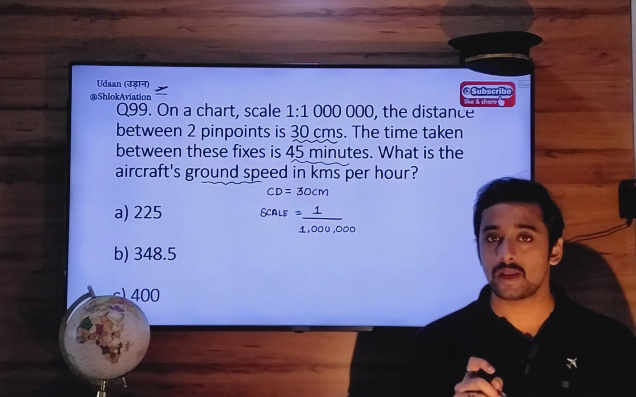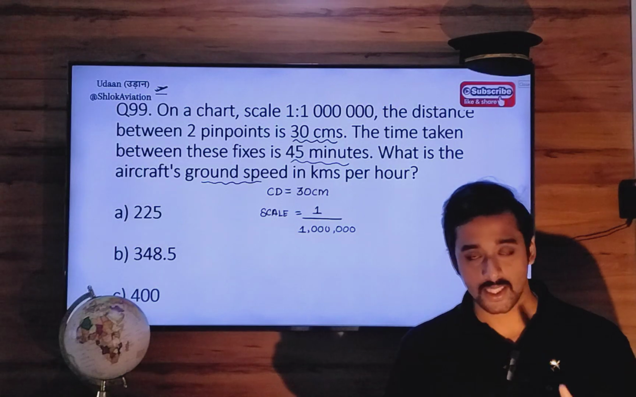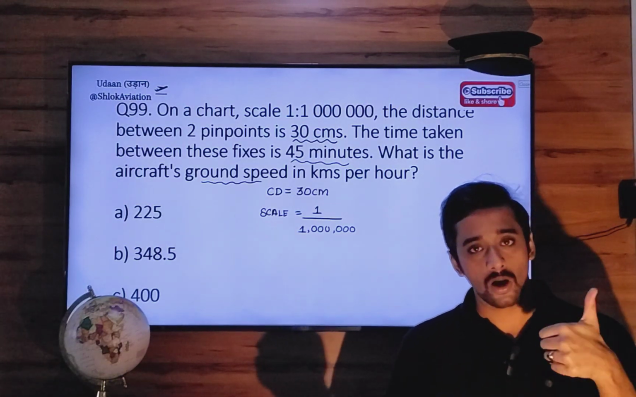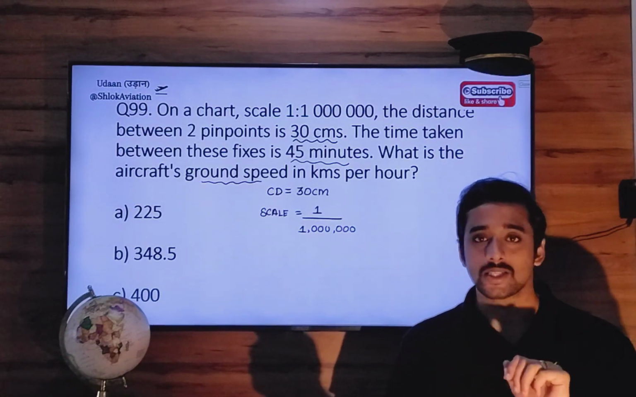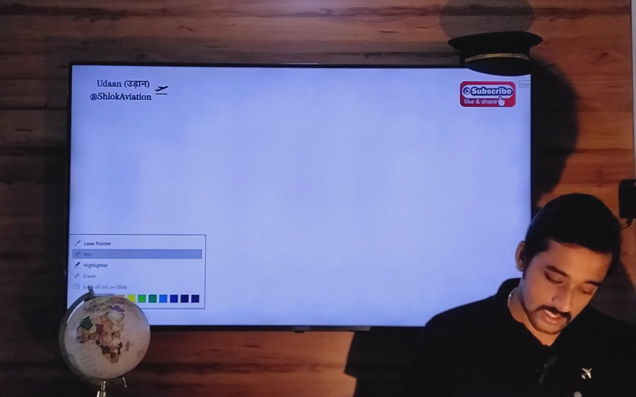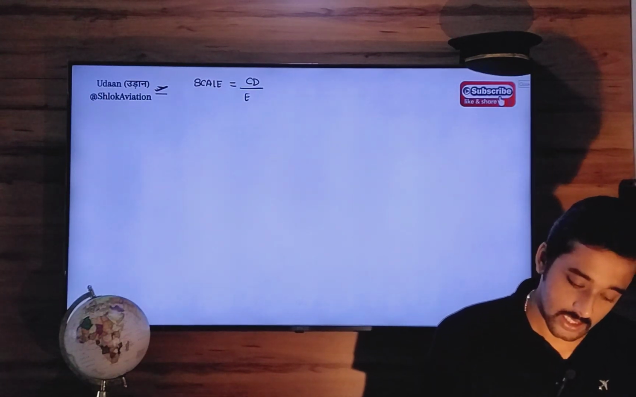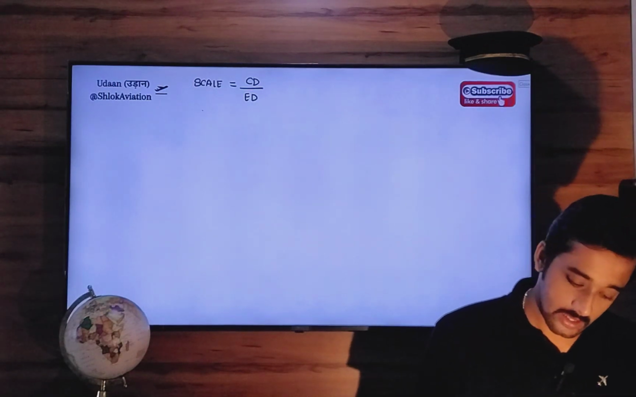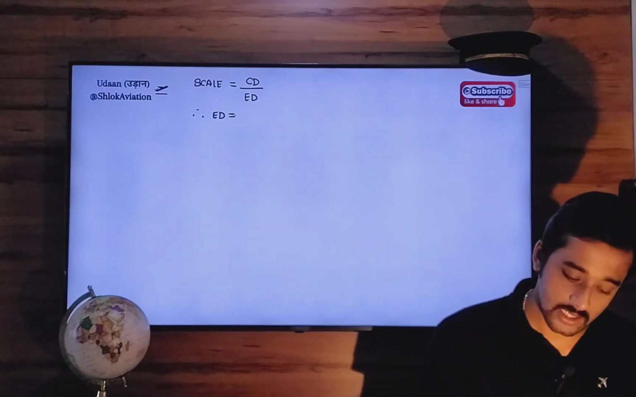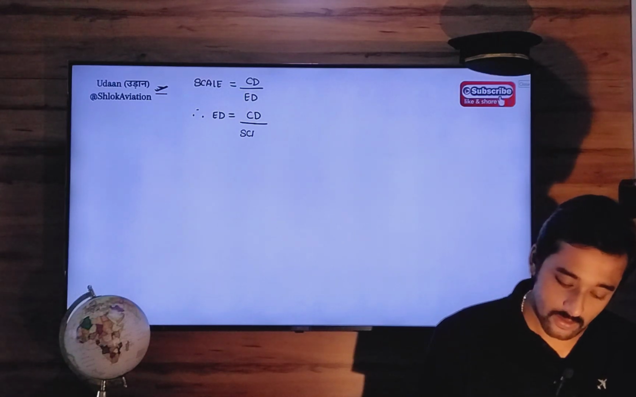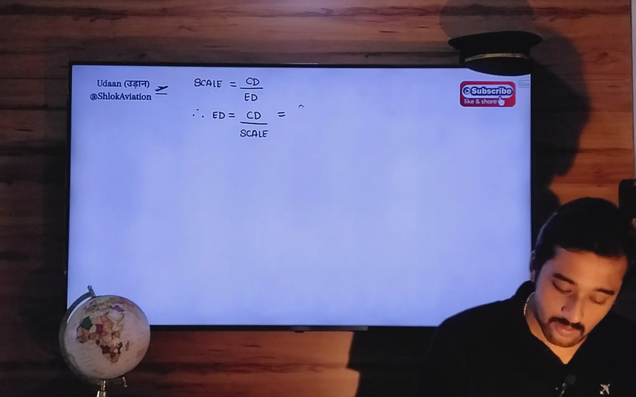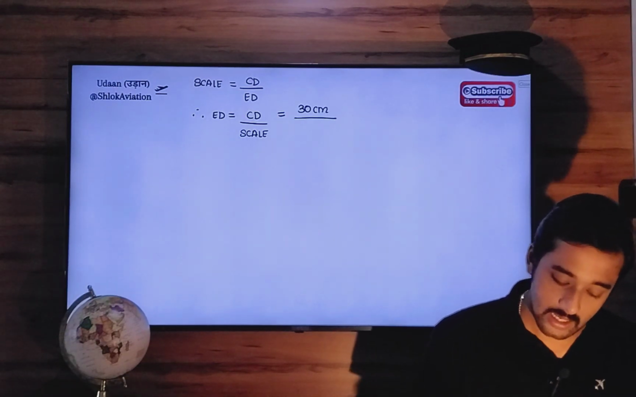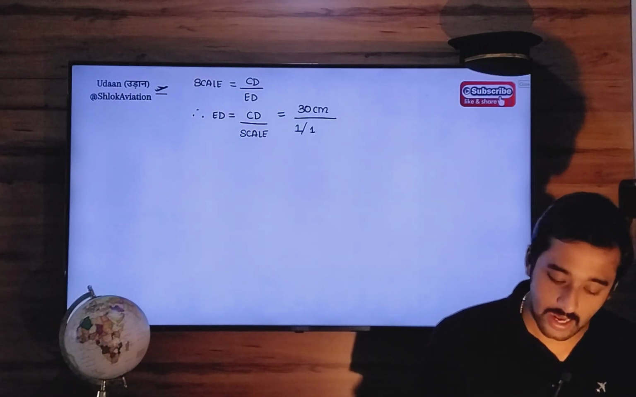Now using the scale formula, we will first find the earth distance. Step 2: when we know the earth distance and the time, we can calculate ground speed using the speed, distance, time formula. So scale equals chart distance divided by earth distance. Therefore, earth distance will be chart distance divided by scale. Chart distance is 30 centimeters. Scale is 1 divided by 10 lakh.